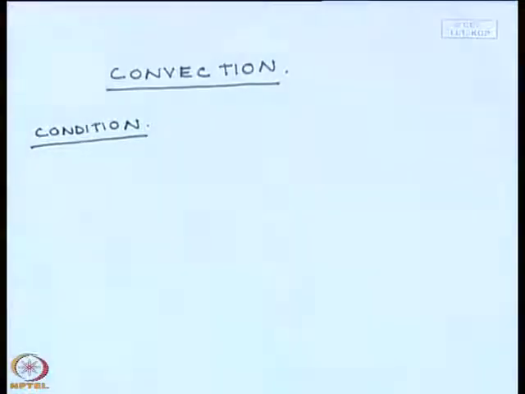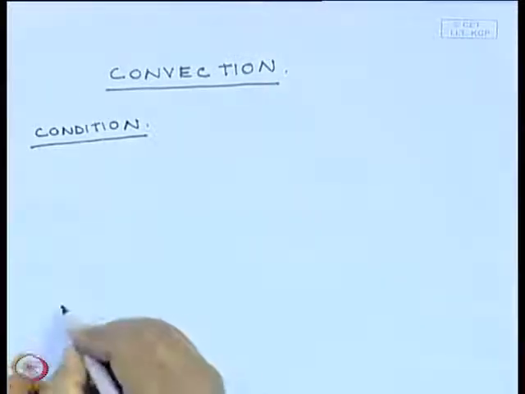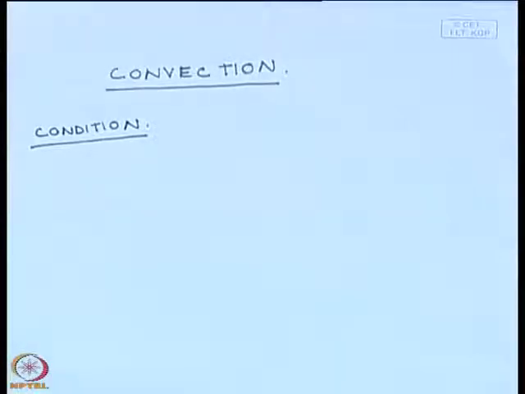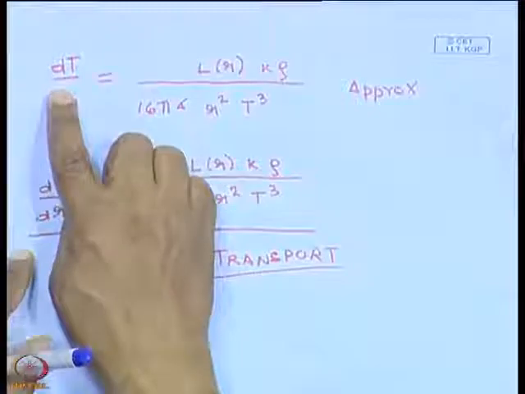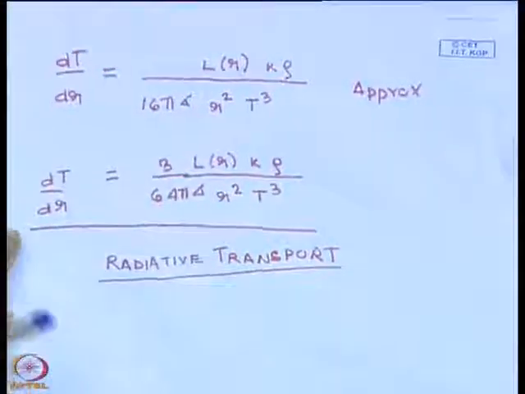To appreciate the condition for convection, let us consider a star where the temperature profile is set by the radiative transport of energy. So, energy is being transported outwards through radiation, and we have seen that that will produce a temperature gradient, and once you know the temperature gradient, you can calculate the temperature profile.